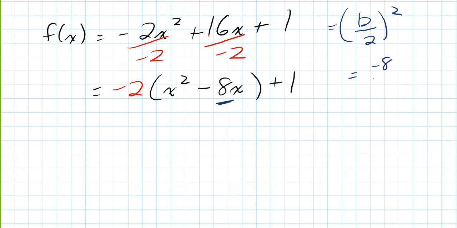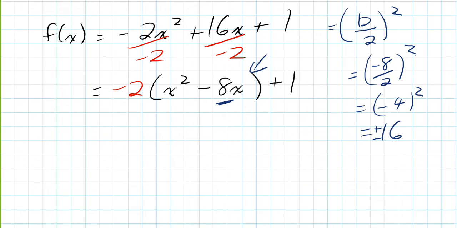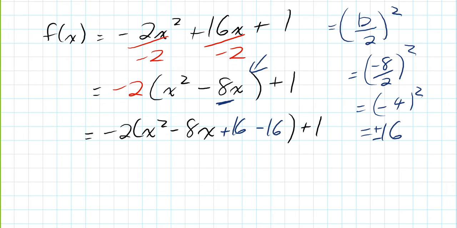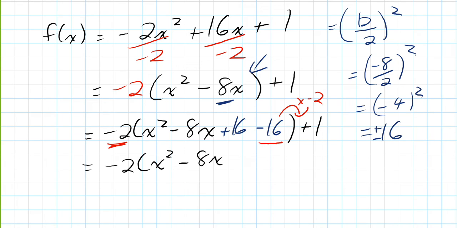So it becomes -8 divided by 2. That's going to be -4 squared. That's going to be 16. So we are going to add and subtract 16 in this bracket now. So we go -2 times x squared minus 8x plus 16 and minus 16. And it's the minus value that we always bring out. So the next step will be to actually take this -16 and take it outside. When we do that, we got to multiply by -2. So our next line looks like this, -2 times x squared minus 8x plus 16.